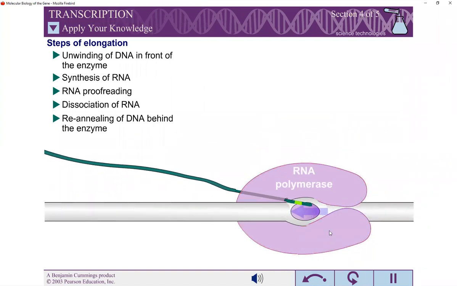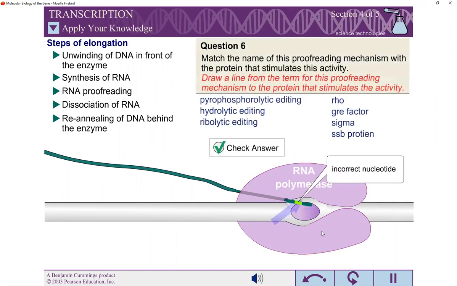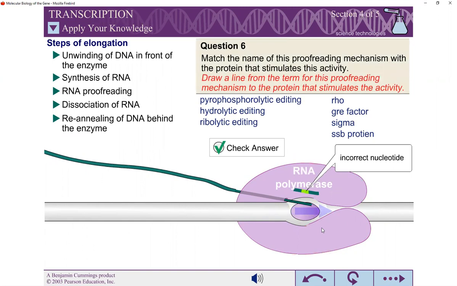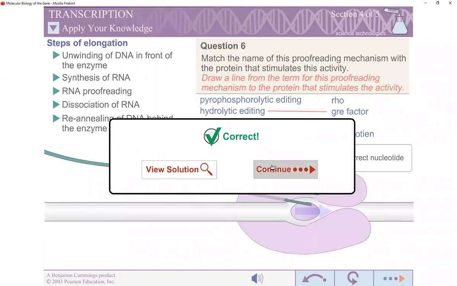Question 6. Match the name of this proofreading mechanism with the protein that stimulates this activity. So it is hydrolytic editing, and the factor is Gre factor. Correct.